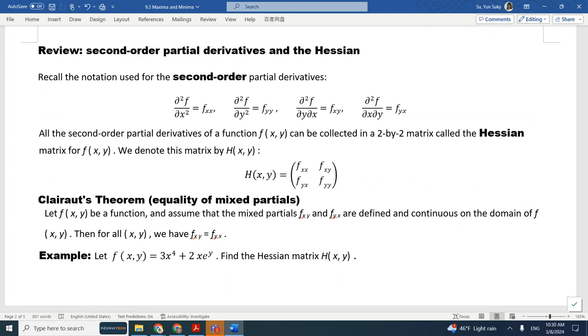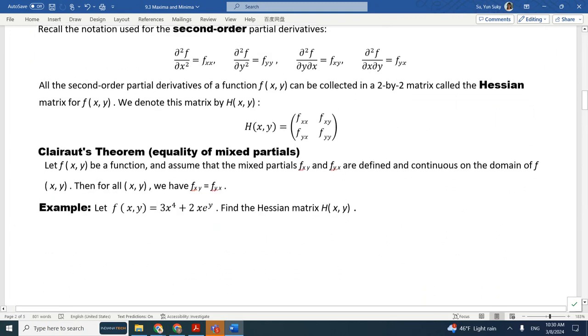Fxx is in the 1 entry. Fyy is in the 2 entry. Sometimes you might get mixed up about which is which. It turns out it does not matter, because the mixed partials are usually the same. So keep this in mind.